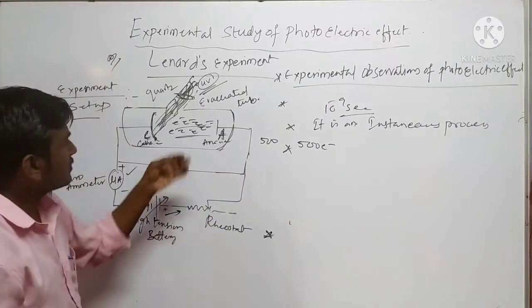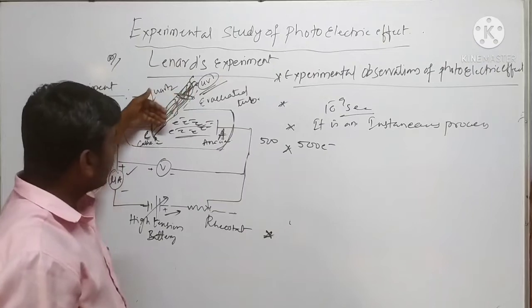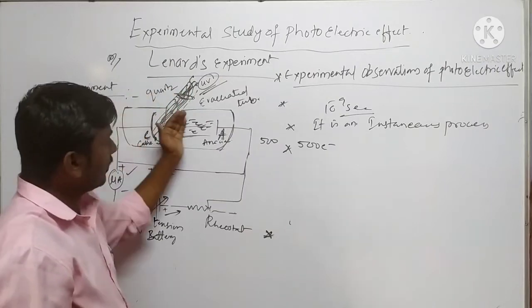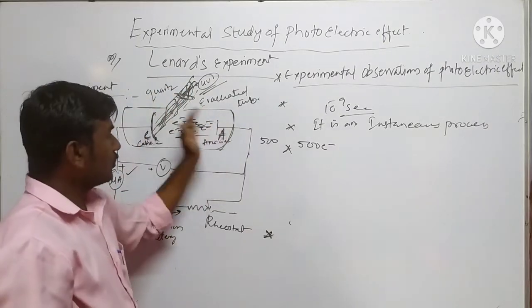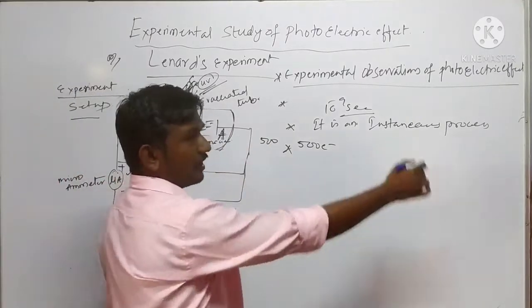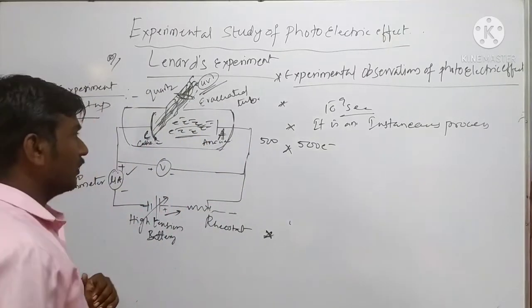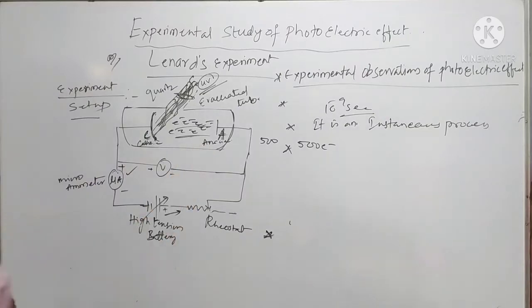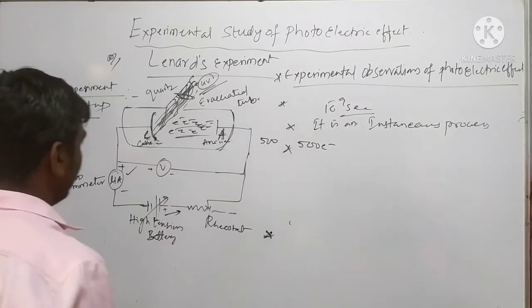So as soon as the incident radiation increases, more electrons are ejected. So as the intensity increases, that means the photoelectric current increases.